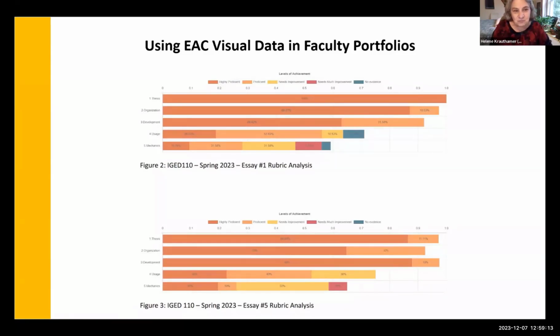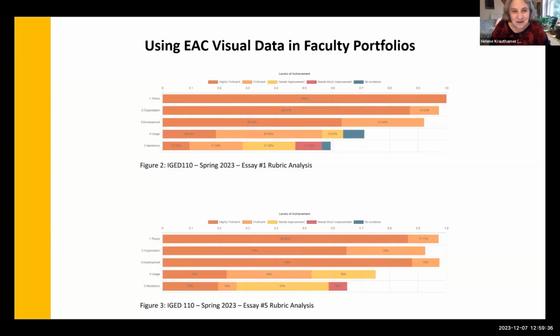I call it the totem rubric: thesis, organization, development, usage, and mechanics to grade. I use this for grading essays. And what you see here is from my Foundations of Writing course from last spring, essay number 1, which is the first essay they do, as you would imagine.